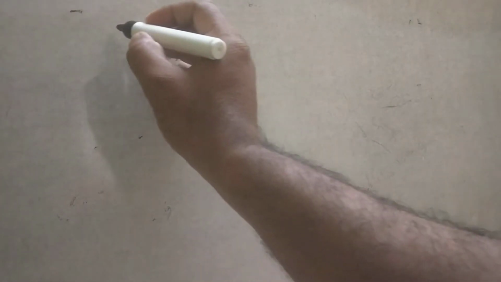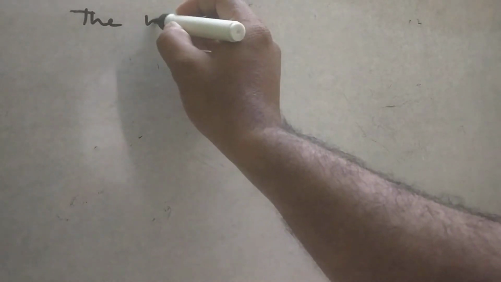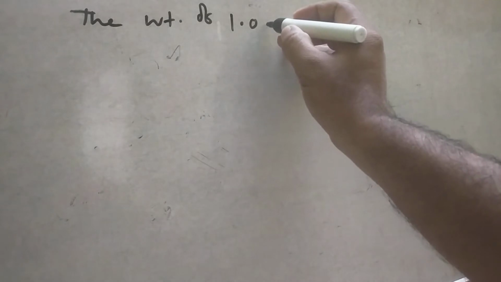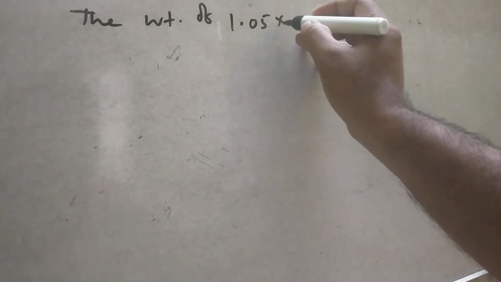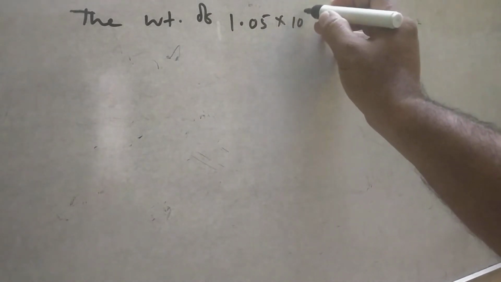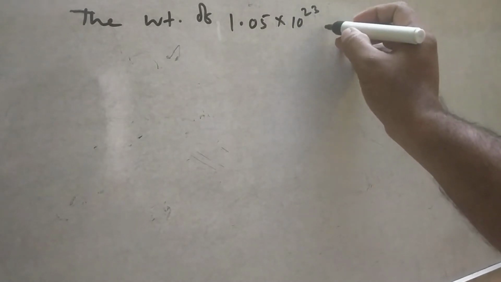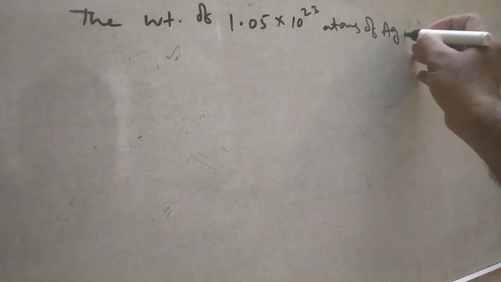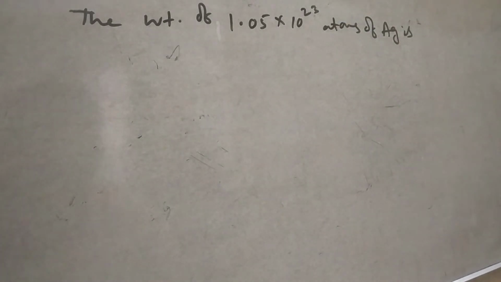Similarly, suppose the weight of 1.05 into 10 to the power of 23 atoms of Ag, silver, is asked. So how will you calculate?